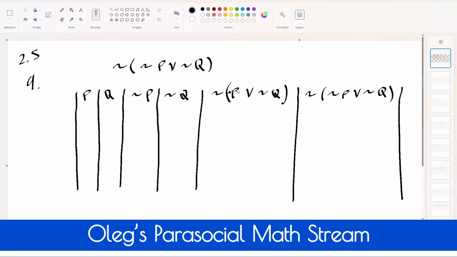No, wait a minute. Made a mistake. This does not need a parenthesis. Not P or not Q. Yeah. The parenthesis goes away because we don't have that extra not there. I mean, I could throw it around the whole thing, I guess. Whatever. Let's do it this way. That's fine. Okay. True. True. False. True. False. True. False. Okay. Not P. False. True.